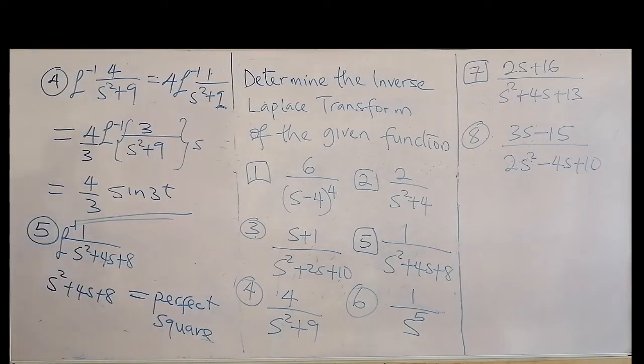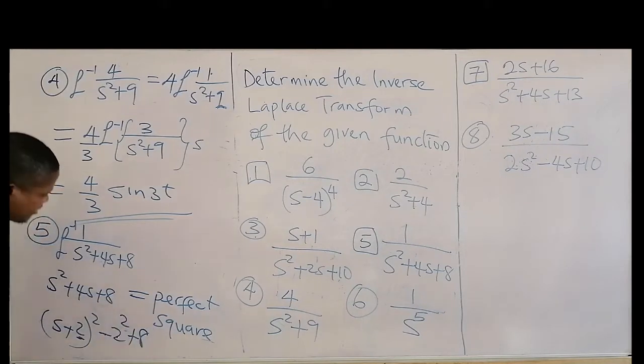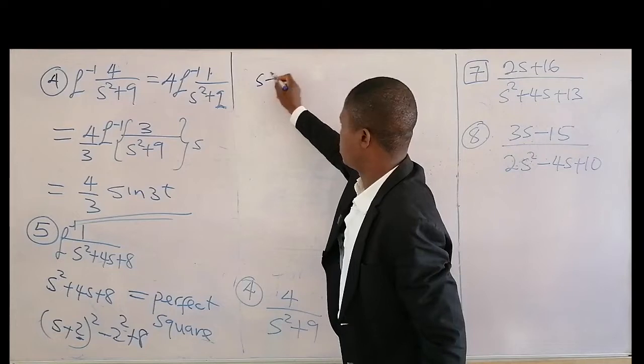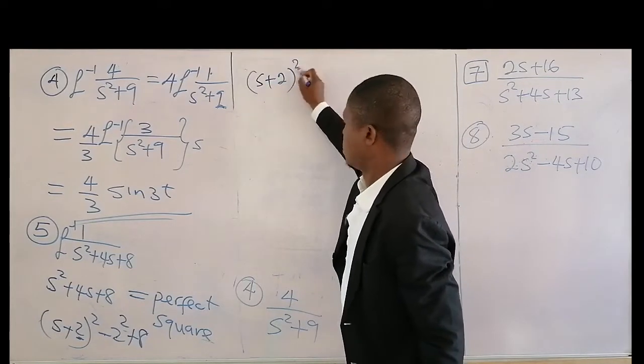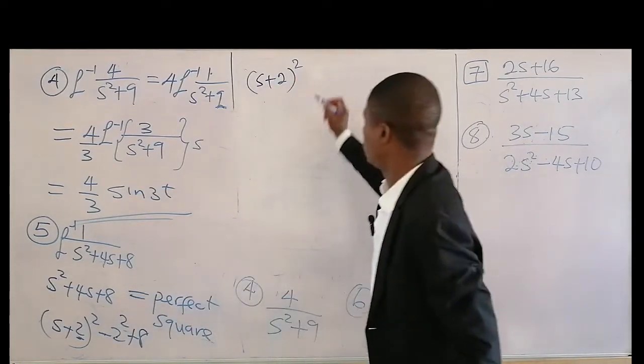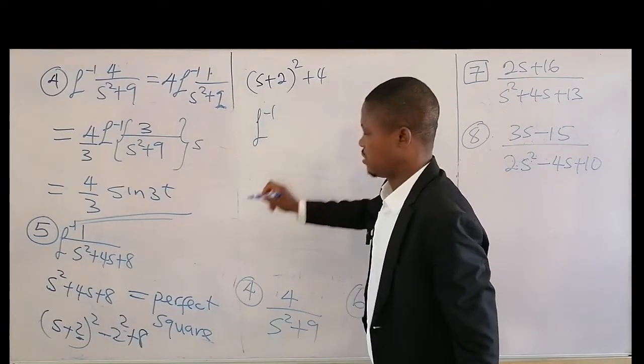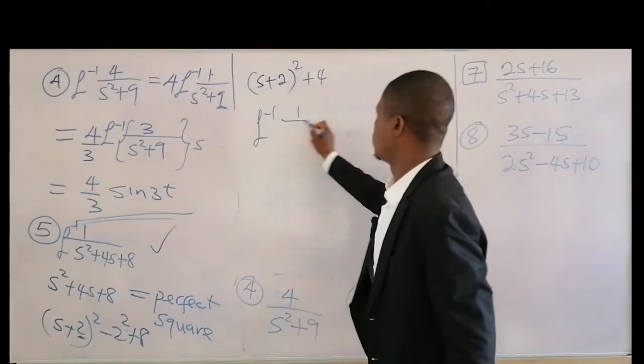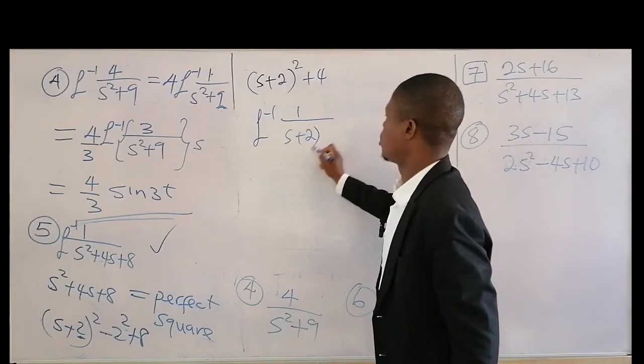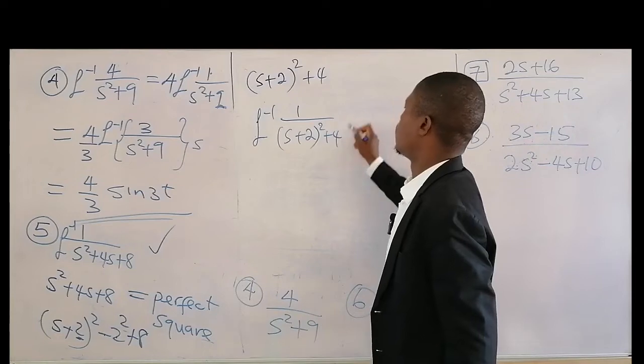Turn to perfect square. So if you do that, take one of this, half of this, square that. Then whatever you have here, deduct that and square that. Then plus what? Plus 8. That will give us x plus 2 squared, and then minus 2 squared plus 4. That's plus 4. So question 5 now becomes 1 over x plus 2 all squared, then plus 4.